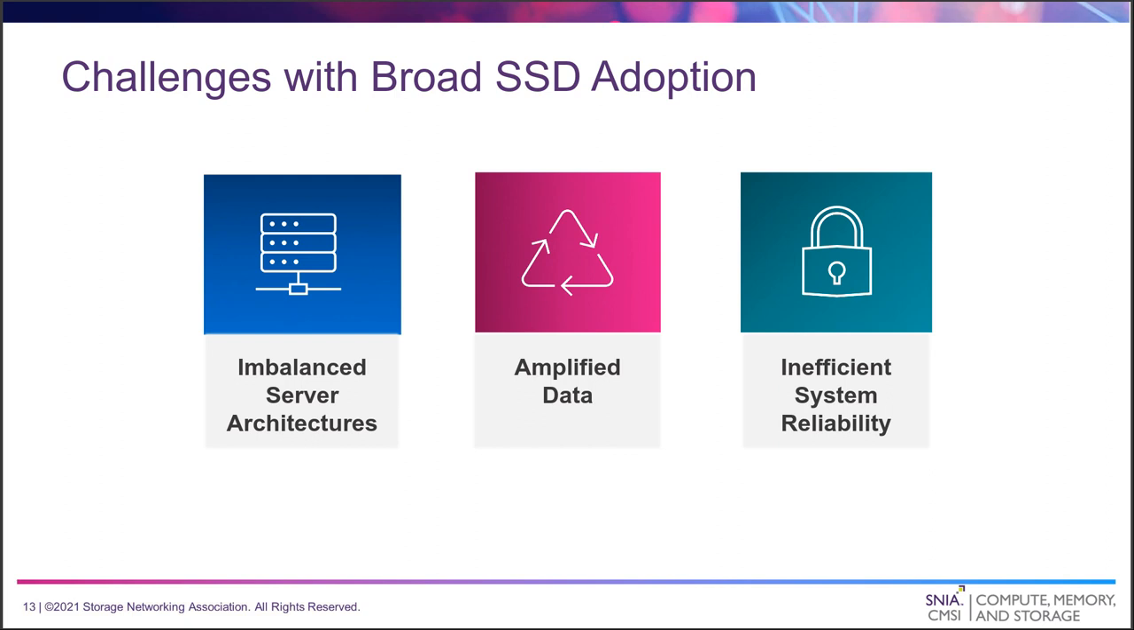We broaden this to more challenges with broad SSD adoption for high performance application. We already talked about imbalanced server architecture in the previous slide, but the second challenge is amplified data. Although a CPU on its own could issue a lot of IOPS, millions of IOs per second, the data we use is actually persisted in databases and data structures, such as B-tree and LSM trees, and they have inherent data amplification, write amplification, read amplification of up to even 100x, and also space amplification of up to 6x.